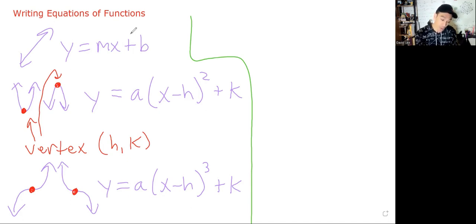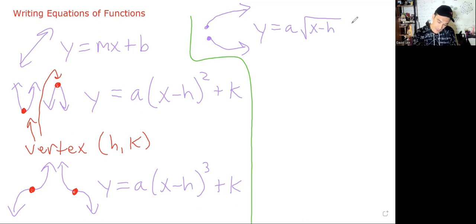Here are some more. What if we have a picture that looks like this? Like that there, or possibly like this here. A square root function, as it's called. So for the square root function, the equation is y equals a times the square root of (x minus h) plus k. That is the equation that goes with that, where here your (h, k) would be this point here in red. I'll always try to have it in red for your (h, k) point.